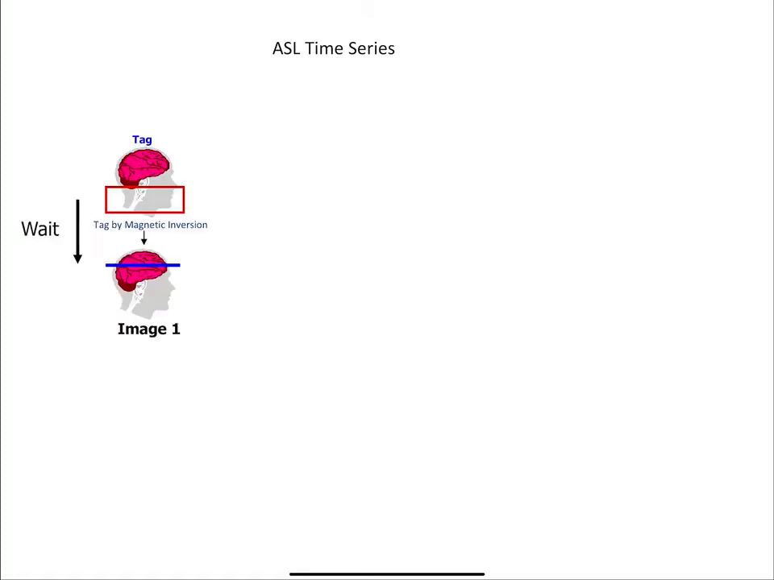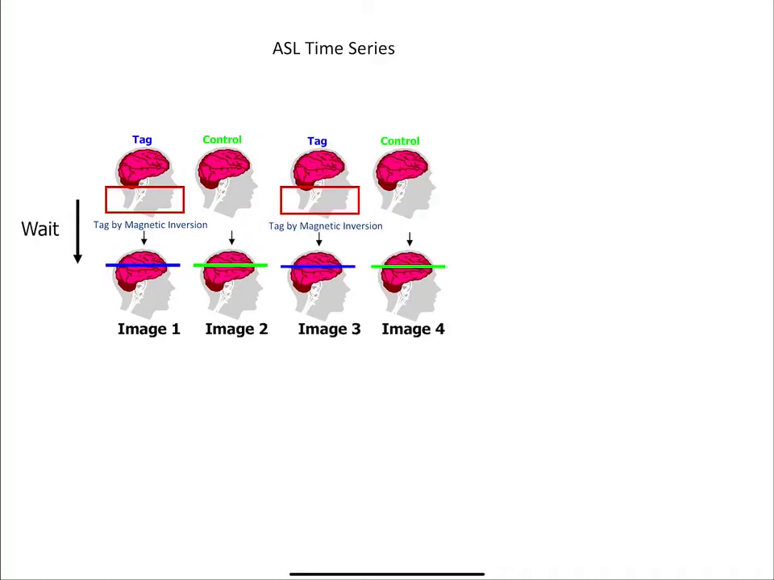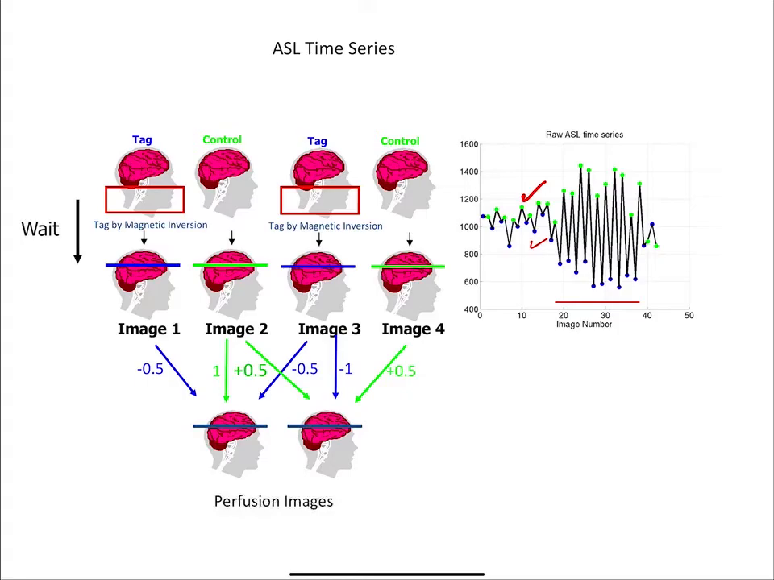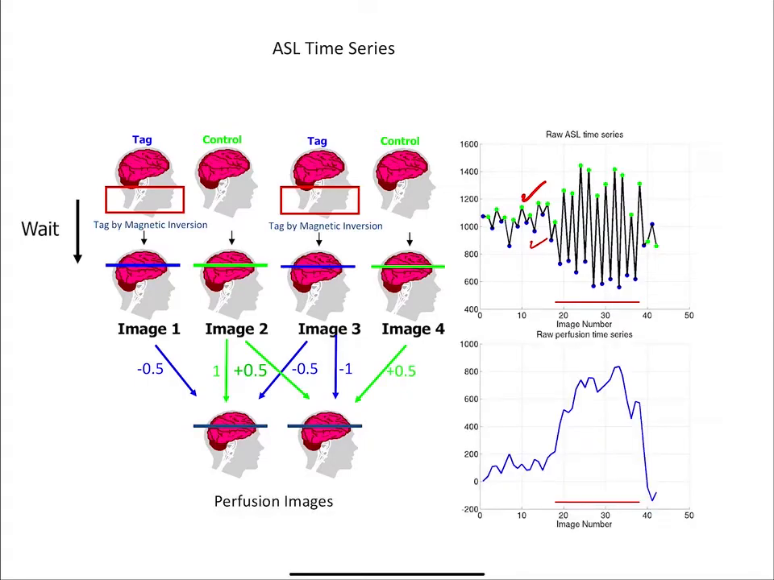Okay. So I'm going to spend some time talking about functional ASL. As we talked about, we typically do tag control, tag control, tag control. And so you'll get this raw ASL time series where all the greens are the controls and all the blues are the tag. And this is for a single voxel now. As we said, control minus tag is your difference signal. So you can just do a running subtraction, right? And there are different ways of doing that, but you can get a perfusion time series. So you actually get a time series of what cerebral blood flow is doing over time.